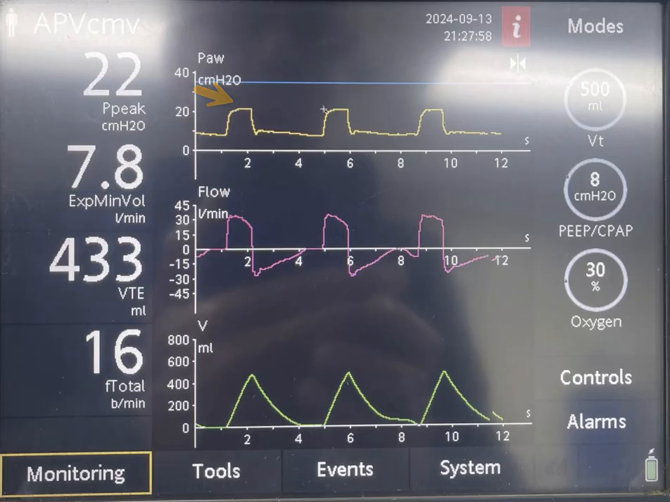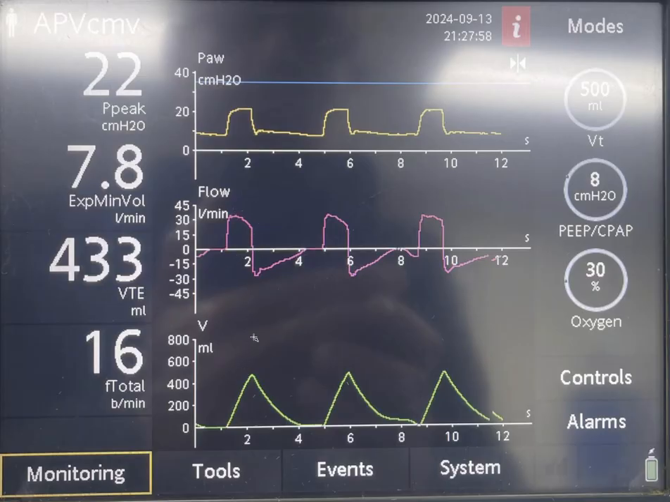That pressure is regulated up and down for the targeted tidal volume based on the resistance and compliance of the respiratory system. You can see in this breath here, the pressure goes up to 22 centimeters of water. This is 14 centimeters of water above the PEEP level of 8 centimeters of water. With this inspiratory pressure, we have inspiratory flow that goes up to the peak inspiratory flow of around 30 liters per minute, then decelerates.